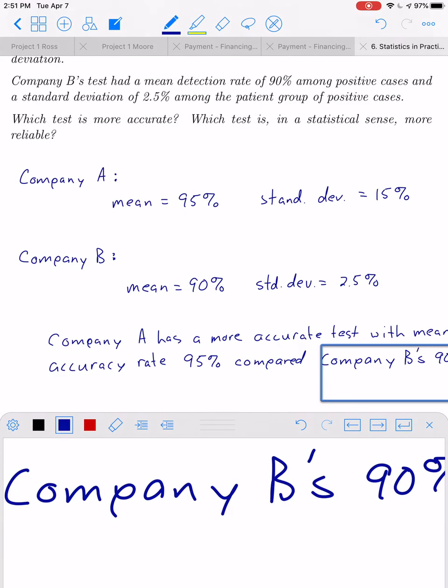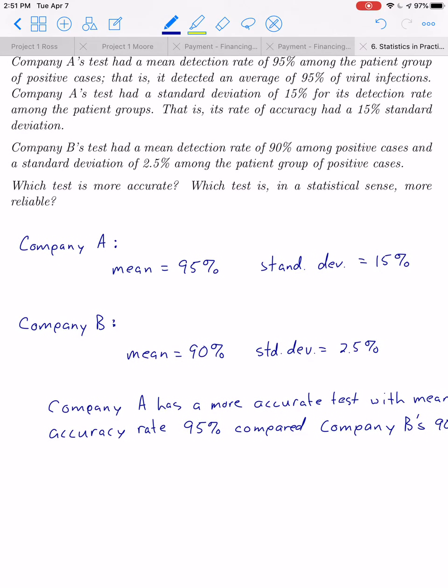Okay? Now, the second question is, what test in a statistical sense is more reliable? So, when they say in a statistical sense, then how much variation is really what they're asking for. How varied can this test be? How wrong can it be, and how correct can it be? In some sense, or at least among multiple groups.